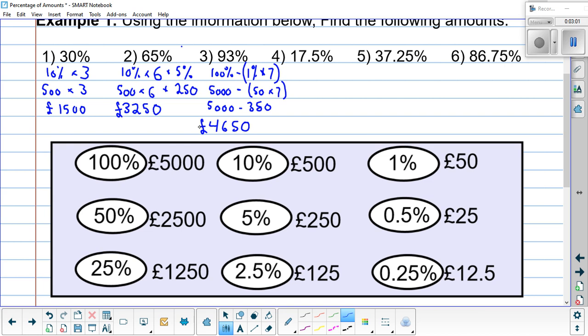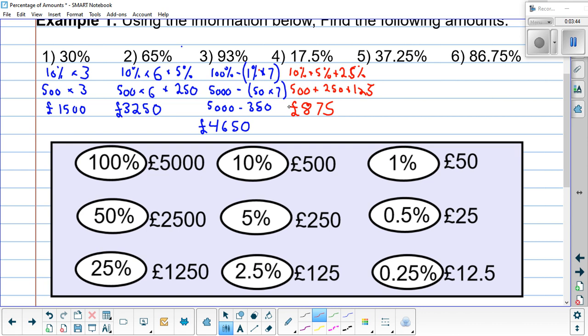Here we have 17.5%. How exactly do you think we should make this? Let's do 10% plus 5% plus 2.5%. So here we have 500 plus 250 plus 125, and altogether we get, what's that, 750, 775, 875 pounds.